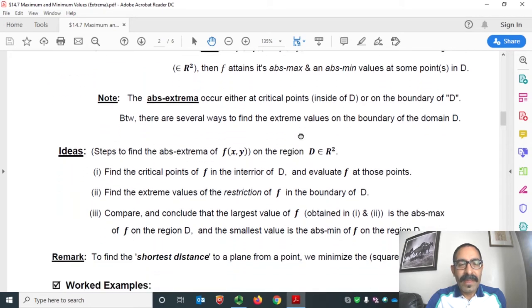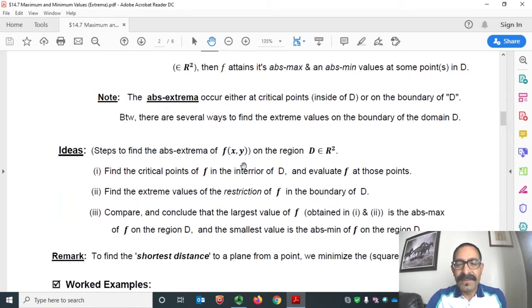Now the steps to find the absolute extrema of f on the region D. First step: find the critical points of f in the interior of D and evaluate f at those points. Step 2: find the extreme values of the restriction of the function f on the boundary of D. Step 3: compare and conclude that the largest value of f obtained in the above steps is the absolute maximum of f on the region D, and the smallest value is the absolute minimum of f on the region D. Great.